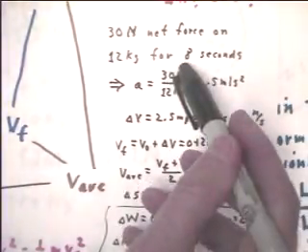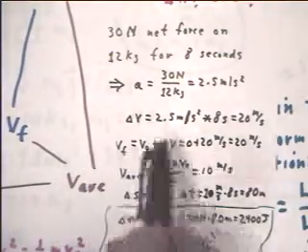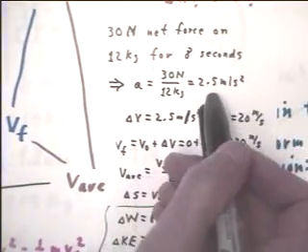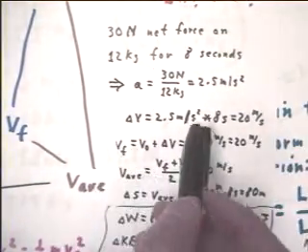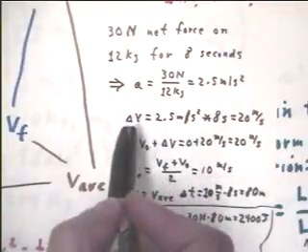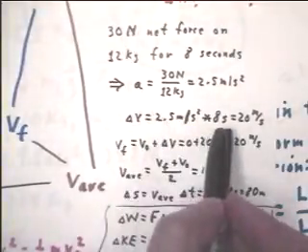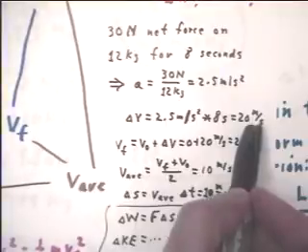We have an 8-second time interval accelerating at 2.5 meters per second squared. That's going to give us a change in velocity of 2.5 meters per second squared times 8 seconds, or 20 meters per second.